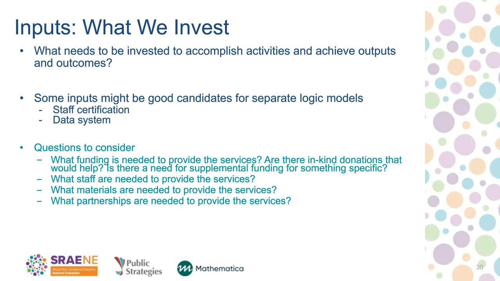The other thing is that sometimes inputs, in my view, hide things, right? So if one of my inputs is certified staff, as we referenced before, that could really be hiding a whole lot about what it takes to get certified staff. And so in that case, that might be one of those places where you have that supplemental logic model where the outcome is certified staff, and then that outcome connects to the input in your next logic model.